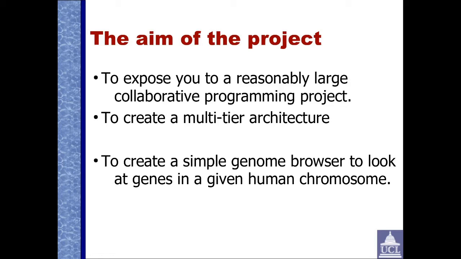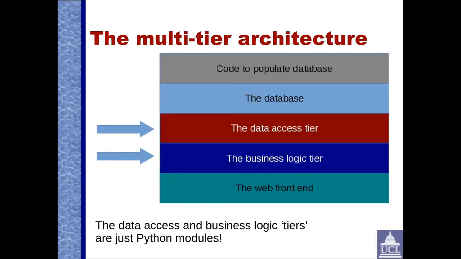What you're actually going to do then is create a simple genome browser to look at genes in a given human chromosome. This is what I mean by a multi-tier architecture. The important parts really for the purpose of what you're going to create are from the database through to a web front end. But obviously you're also going to need code to populate that database with the genome data.